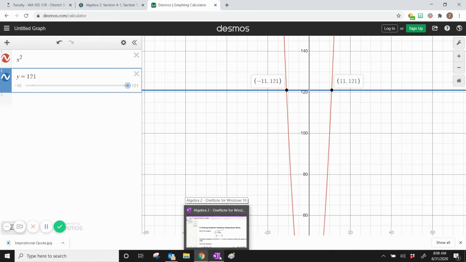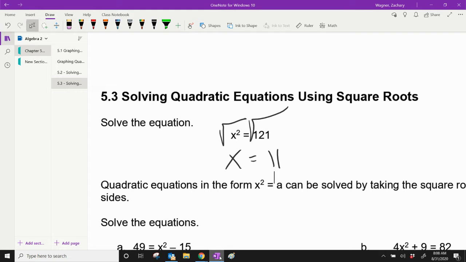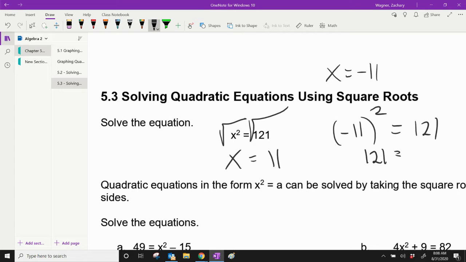If we go back and look at this, the reason is that every time you square a value, a number multiplied by itself, a positive times a positive gives you a positive answer, but a negative times a negative will do the same thing. If you were to plug in x equals negative 11 into this equation, put parentheses around that negative 11, negative 11 times negative 11 does equal 121.